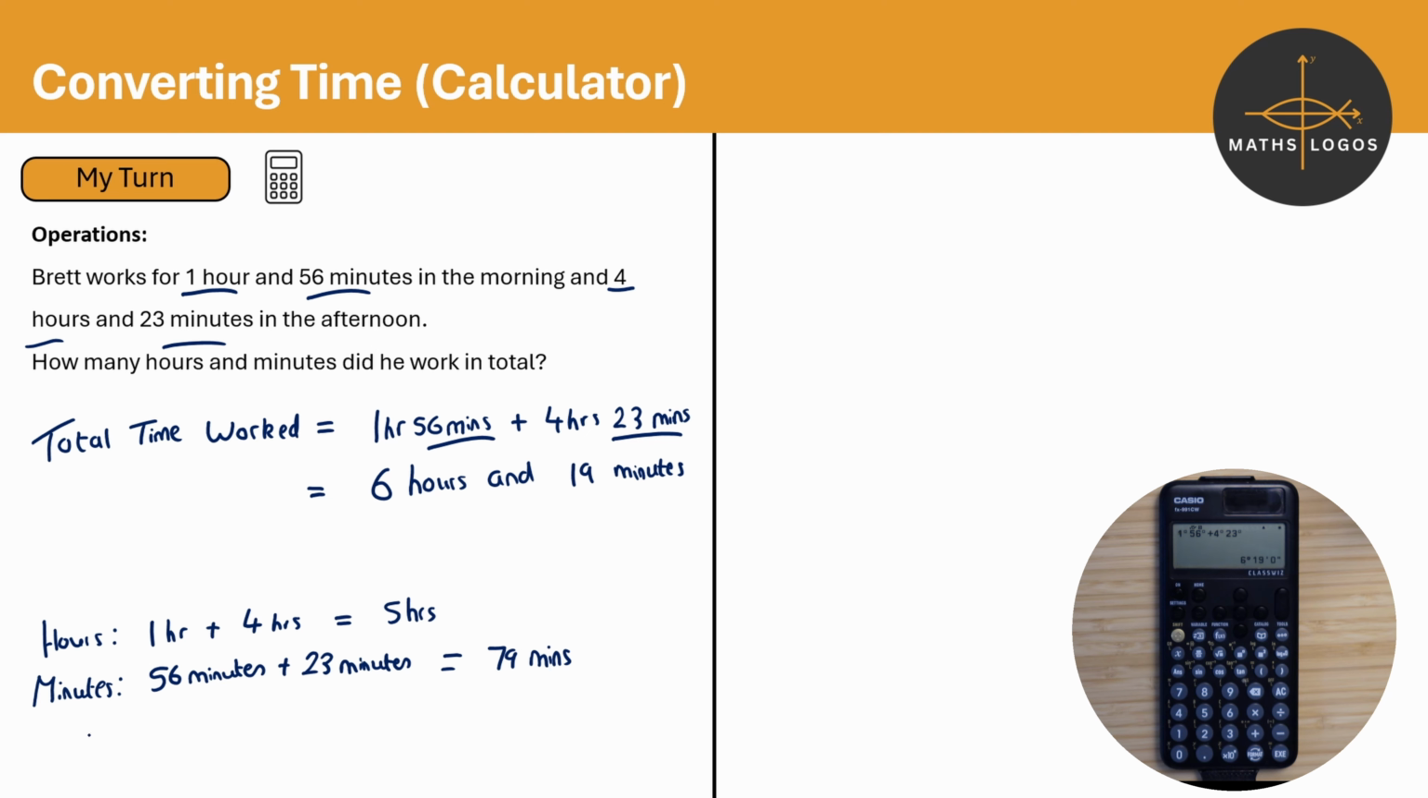And what we want to do is take our 79 minutes and turn that into hours and minutes. Well, we know it's above 60, so take away 60 from it. In other words, take away 1 hour from that. That gives us a remainder of 19 minutes. And what that means is that the 79 minutes is 1 hour and 19 minutes. We can then combine the hours that we got from doing the 1 and the 4 with the 1 hour and 19 minutes, which we got from doing the 56 minutes and the 23 minutes. And that would give you the same answer of 6 hours and 19 minutes.